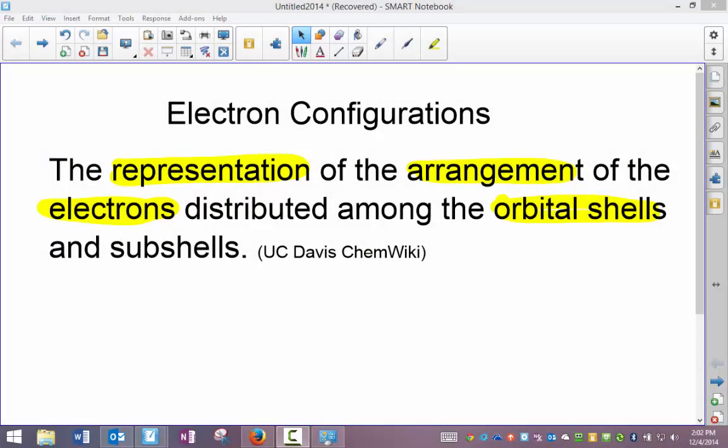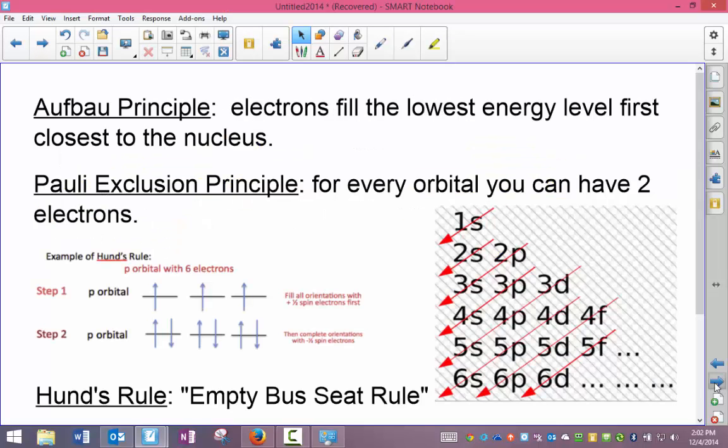So we're going to be talking about electron configurations today, and what electron configurations are. They represent the arrangement of electrons and where we can find them in the orbital shells. And within those orbital shells, there are suborbital shells, but where we can find these electrons in the electron cloud that Schrodinger and Heisenberg first proposed. So let's get started. There are different principles or rules when you're talking about electron configurations.